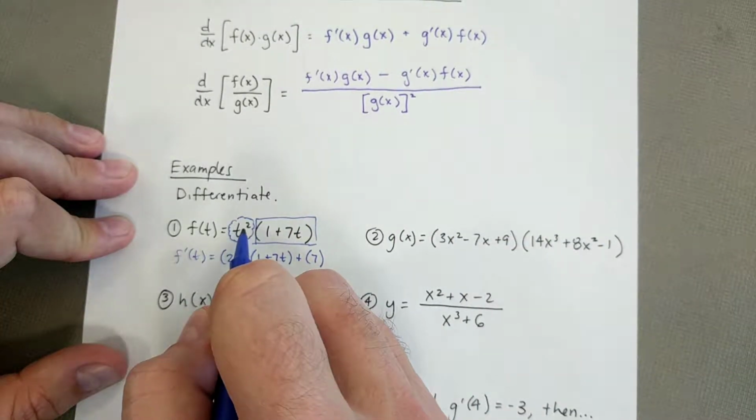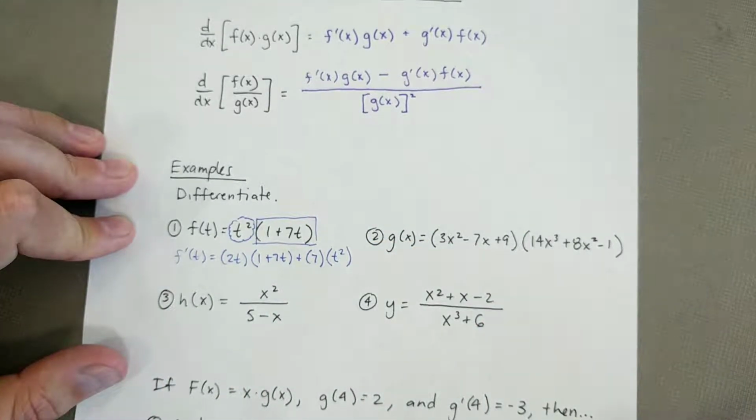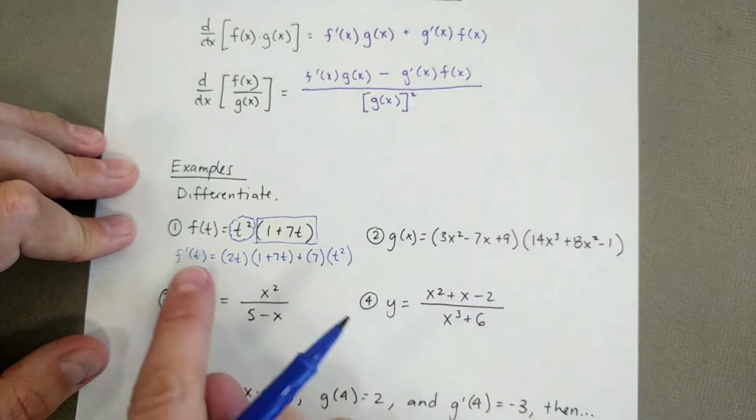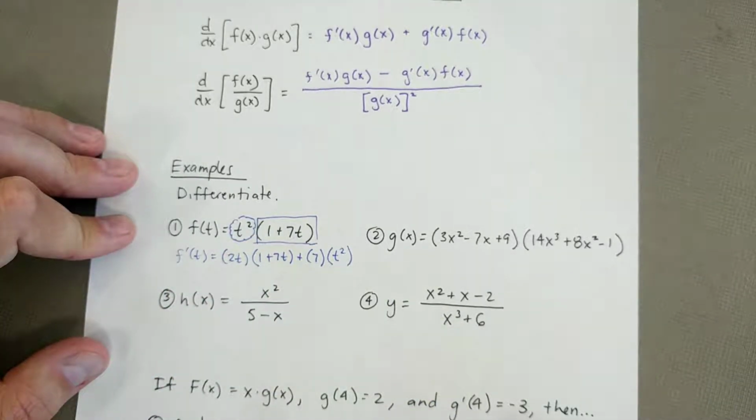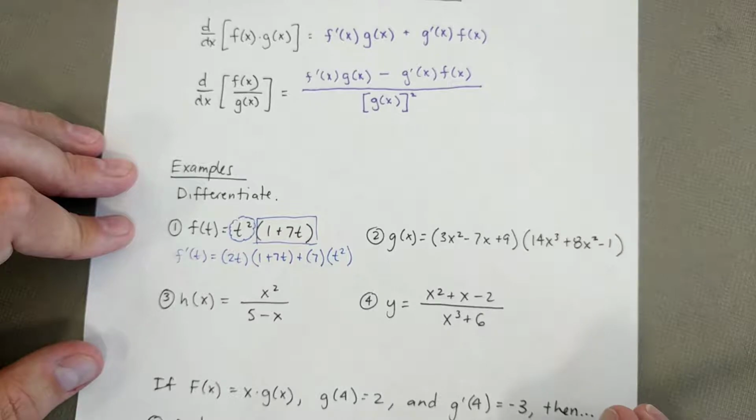And then times the second, or the first thing, not doing anything to it. So there you have it. There is the derivative of that. Of course, we can now simplify it if we wanted to, but this video is just to showcase the rules, so we're not going to simplify anything.